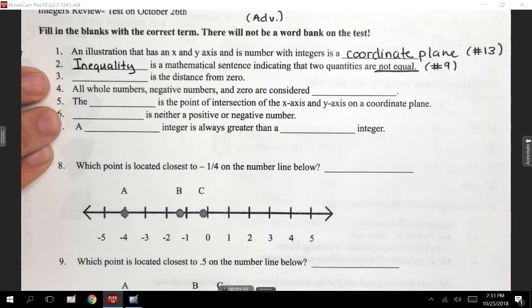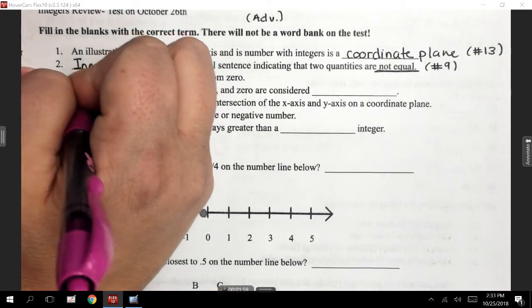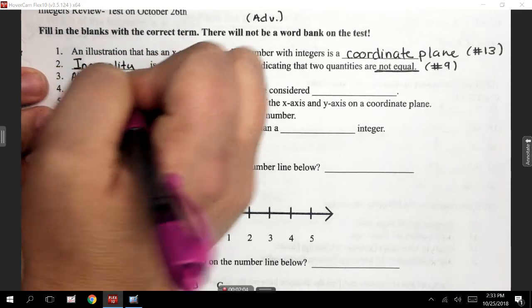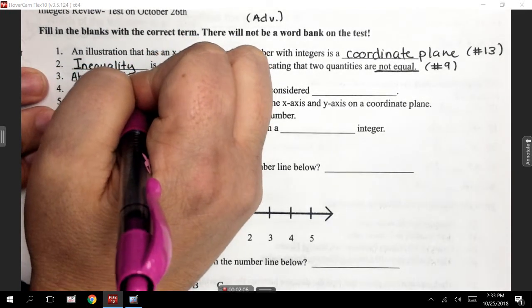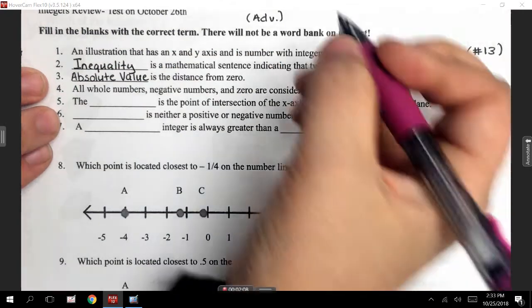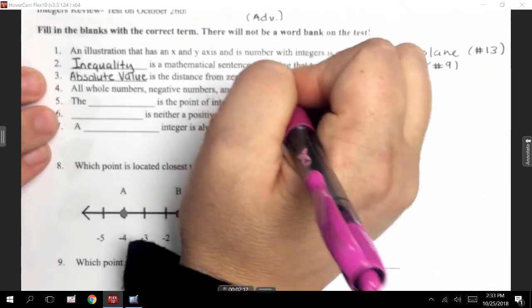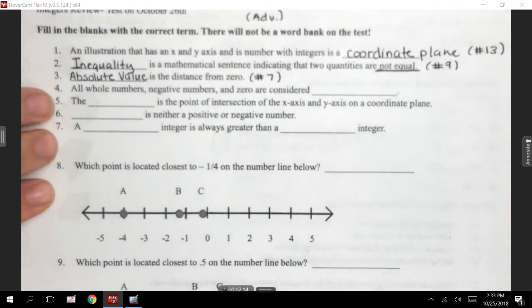All right, number 3 is the distance from 0. All right, this is called the absolute value, and we've talked about that and how when we measure distance, it's always positive, which is why absolute value is always positive. This is located on number 7 in our notes.